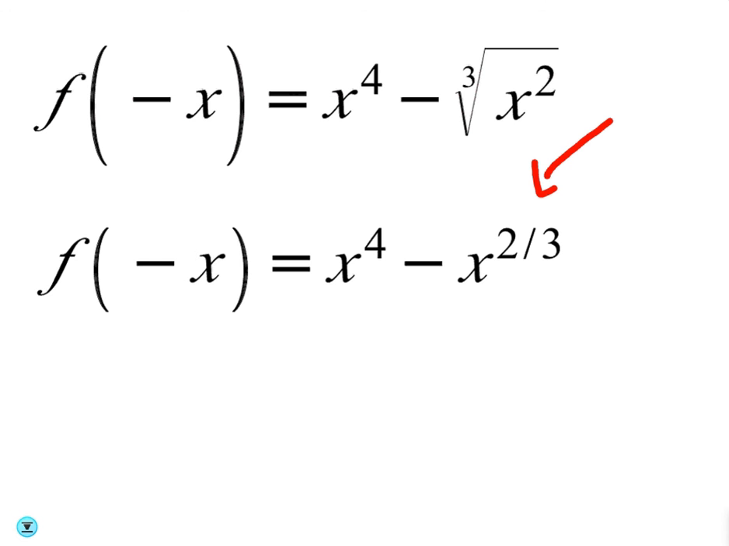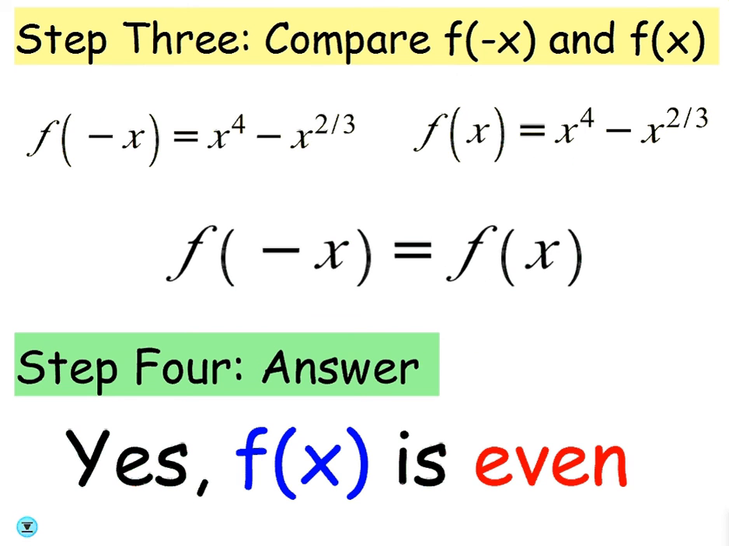So the question is, did we end up with what we started with? Yes, we did. So normally, I will say this, if all the powers are even, including the numerator of the fraction, and it's one single expression, then yes, your answer is going to be even. So that would be maybe a little shortcut that you could follow.